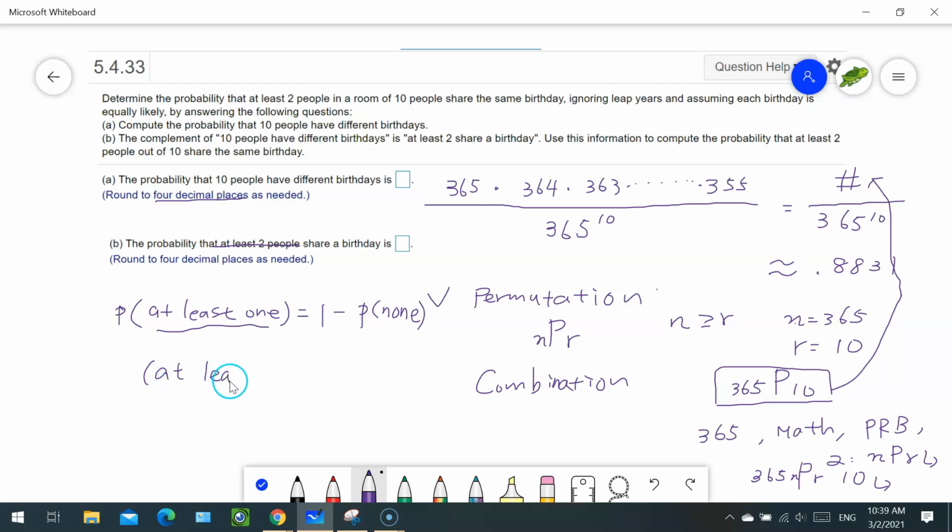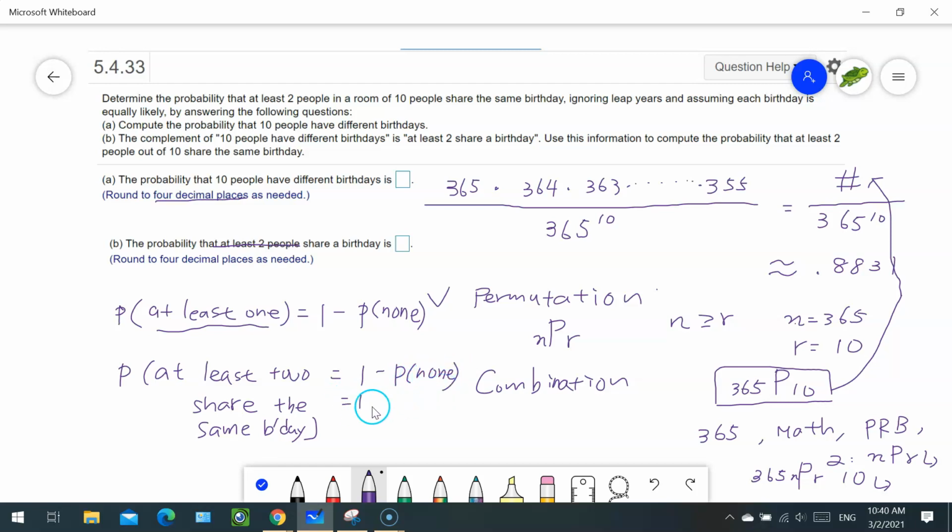At least 2 sharing the same birthday is just another way to ask the same type of question. So when you're finding that at least 2 share the same birthday, this has the same meaning as at least 1 for those types of probability. So solving for B, we use 1 subtract the probability of none. That's the same.